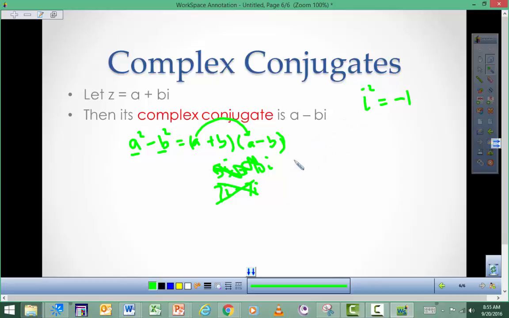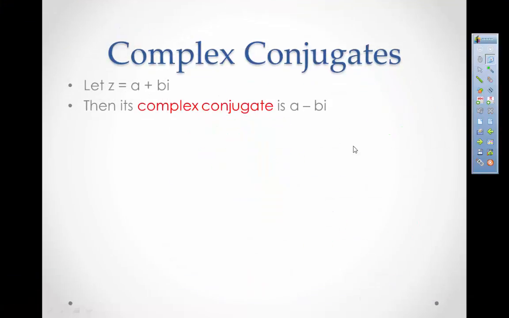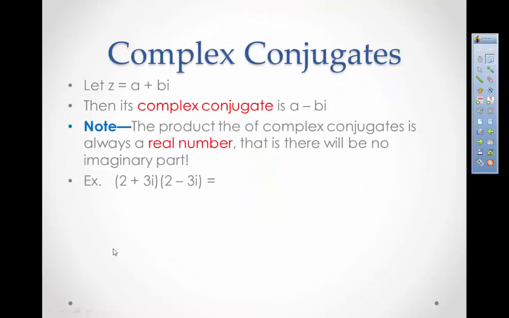And that's what we're going to want to do when we're dividing. We don't want i's in the denominator. Same thing with square roots. So this idea works with square roots. It works with imaginary numbers as well, or complex numbers. So let's go back here and find out. Okay, so here's the thing you should always remember. When you multiply complex conjugates, you get rid of the i's. You only have a real part left. And this is just a quick example to verify that.